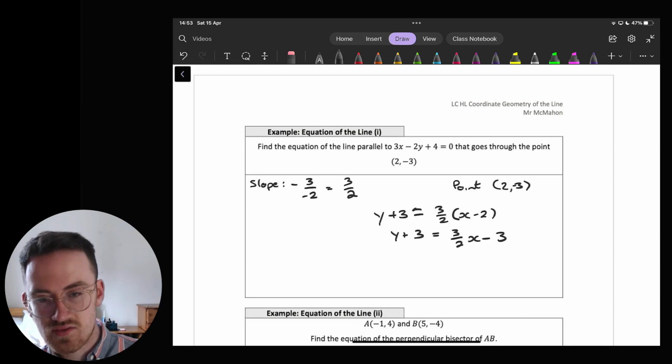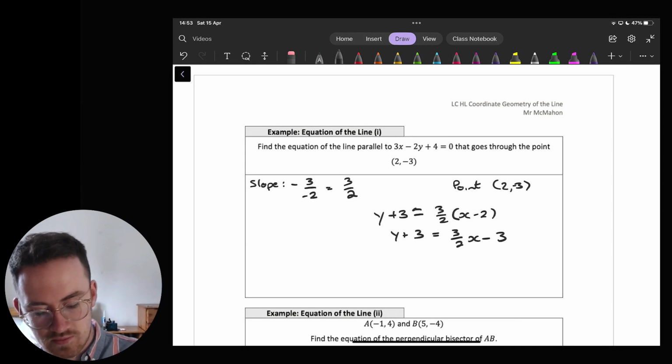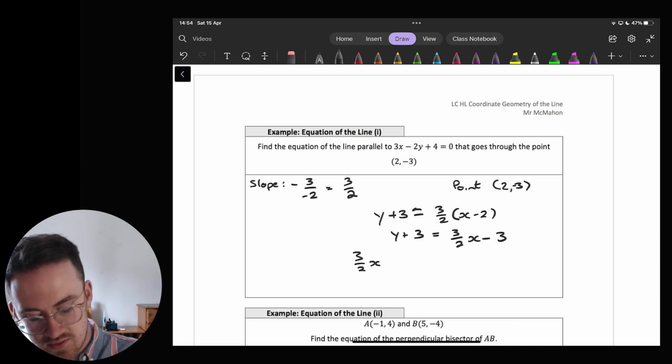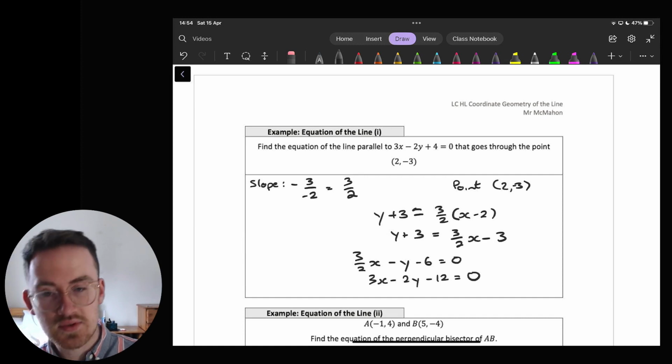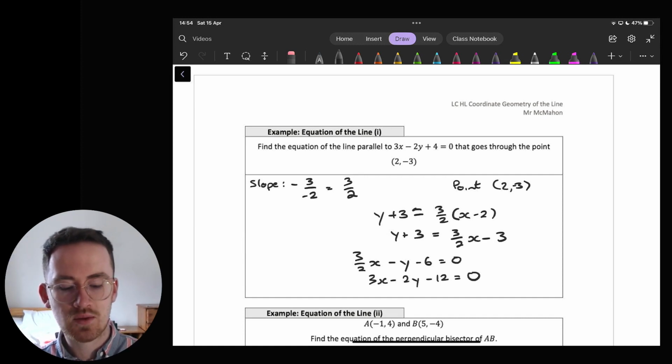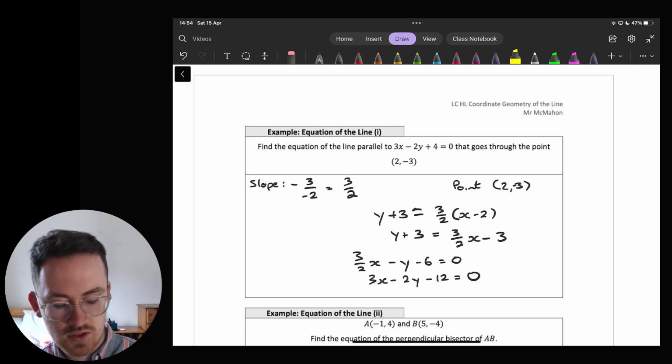And then just rearranging, writing it in the same form as the line that's given in the question: minus y minus 6 equals 0. So 3x minus 2y minus 12 equals 0. Okay, so again, we get one parallel. We said if it's parallel, we would expect this first part to be the same, and it is. And just the last part then is different.